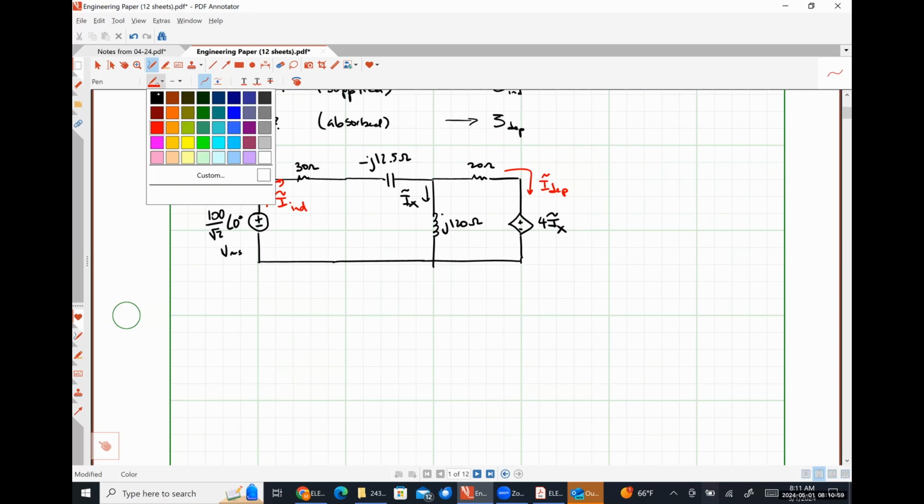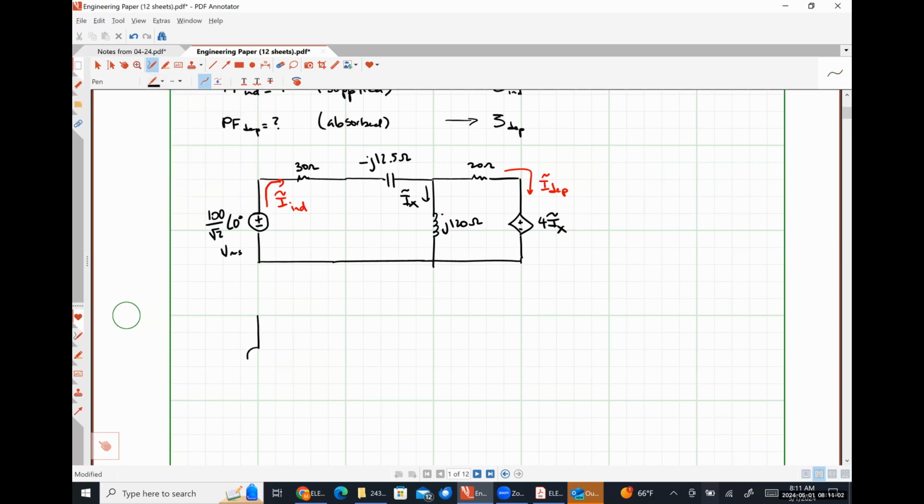So over here on the left, I'm still going to have my voltage source. So 100 over √2 angle 0 degrees volts RMS. And I'm going to lump that resistor and capacitor together as a single impedance. So this is going to look like a total impedance of 30 minus j12.5 ohms. So the reason why I did that is because those two impedances are just in series. And so I've effectively eliminated a node if I were to do nodal analysis or something like that.